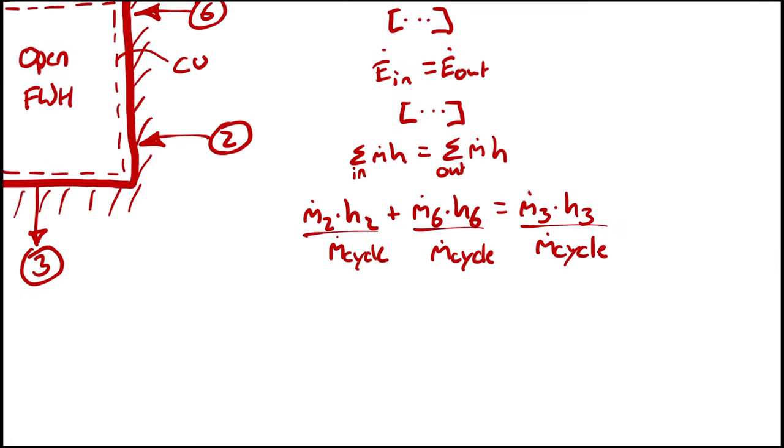With those enthalpies, my next step would be to calculate y. So y is going to be h3 minus h2 divided by h6 minus h2. And for that, I need to go back up to these numbers. h3 minus h2 is going to be 236.16 minus 130.28, divided by h6 minus h2, 1085.02 minus 130.28, and I get a y value of 0.111. And now I can proceed to calculating the specific work in, the specific work out, and the specific q out.